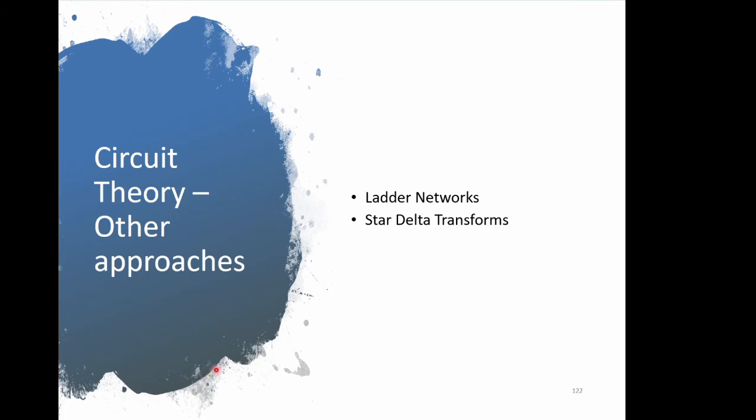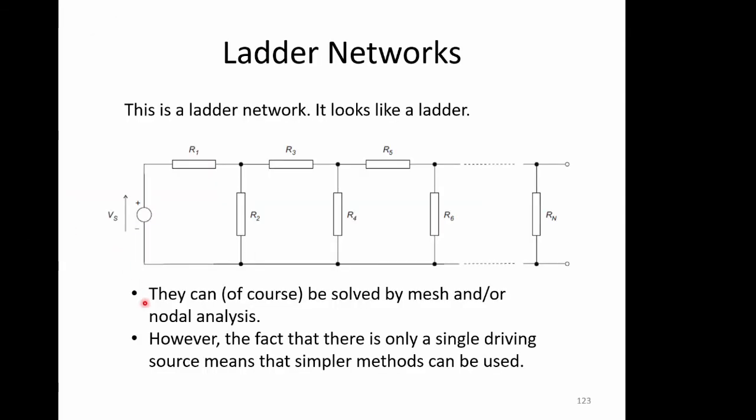Right, so circuit theory, other approaches. There are two little tricks that we need to be aware of that are quite useful going forward, which allow us to apply this network theory that we've done so far. If the circuit is in a certain form, such as a ladder network or a star delta transform, then we can apply a few little shortcuts to it and get the answer a bit quicker. So, ladder networks. This is a ladder network, so called because it looks a bit like a ladder. If you turned it on its side, you could potentially try and climb up the rungs.